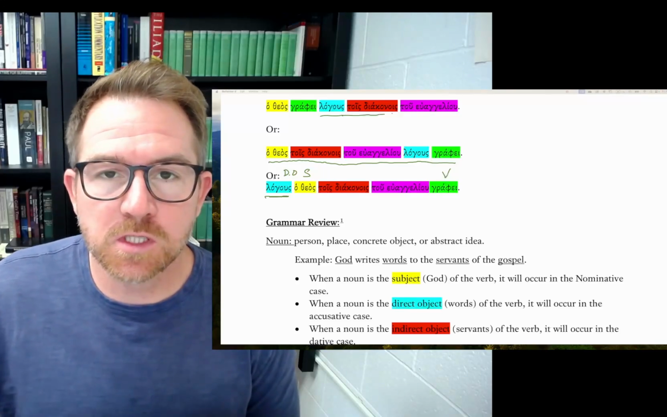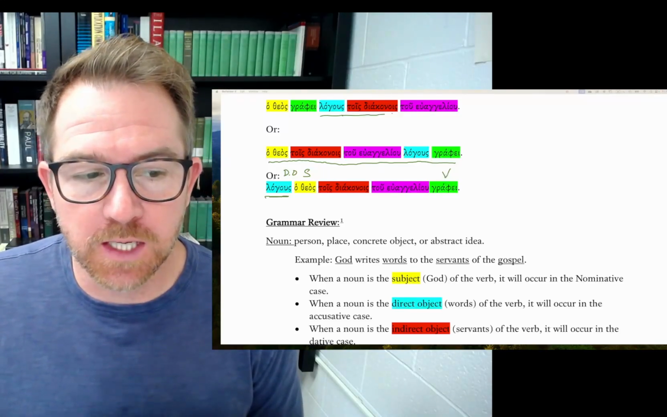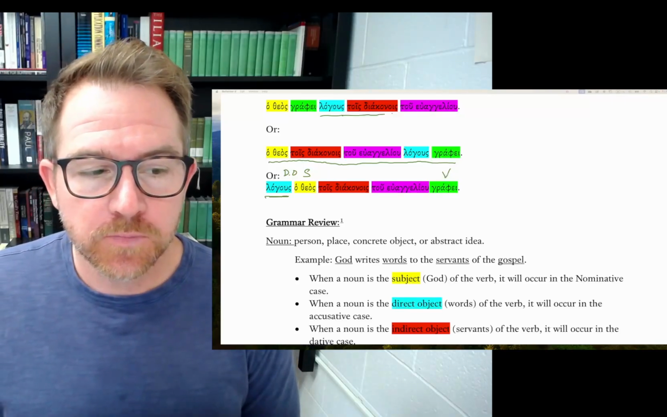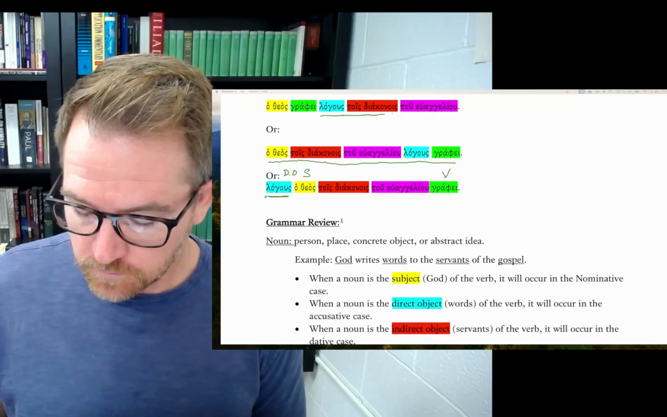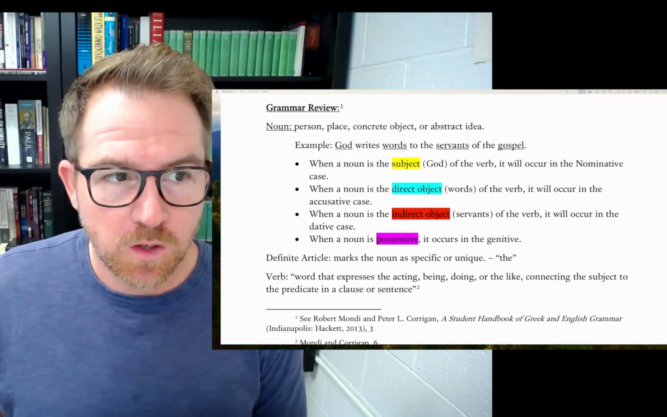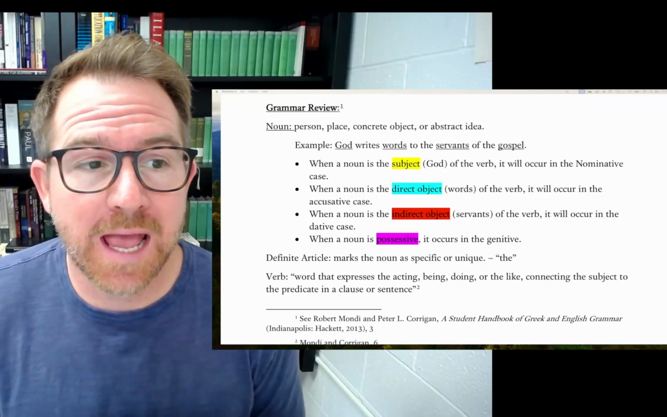So how does this work? How do you know what function a word serves in a sentence? The key is to pay attention to the morphology. So here we have a bit of a grammar review. What is a noun? A noun is a person, place, concrete object, or an abstract idea.